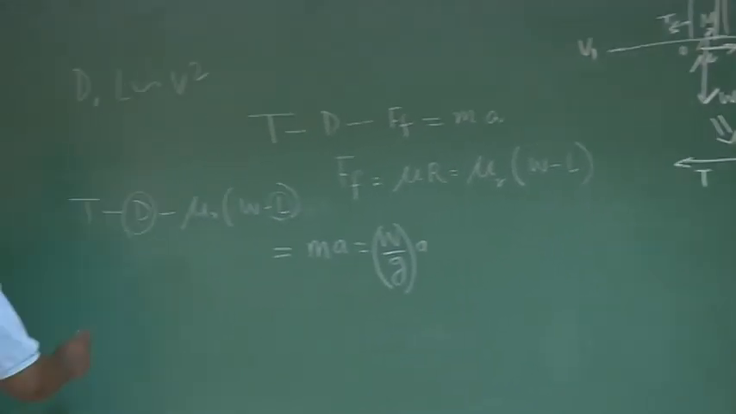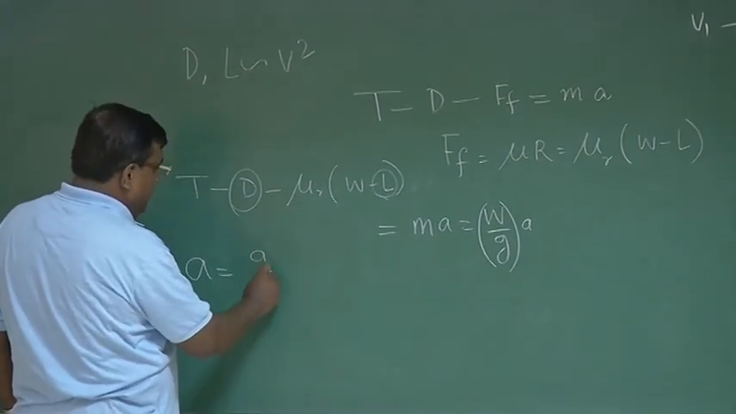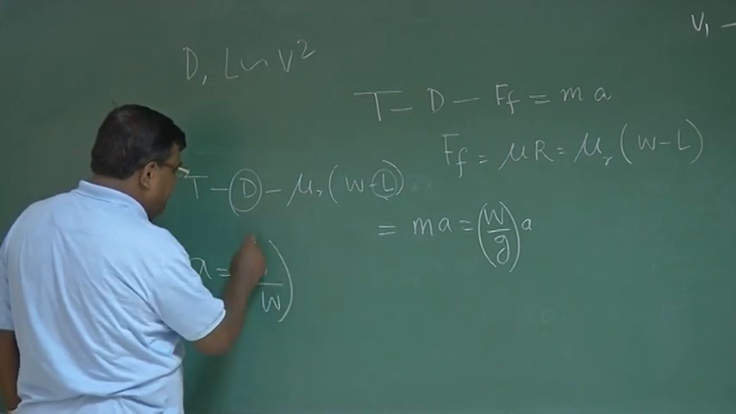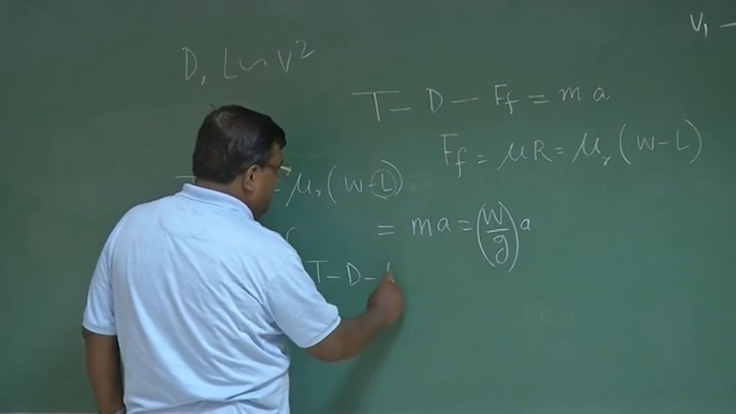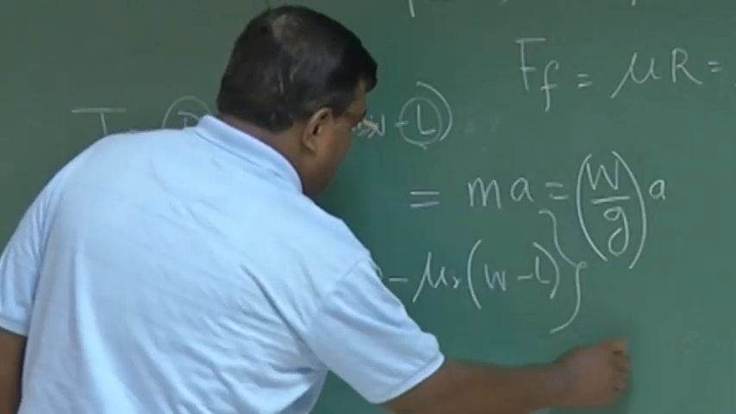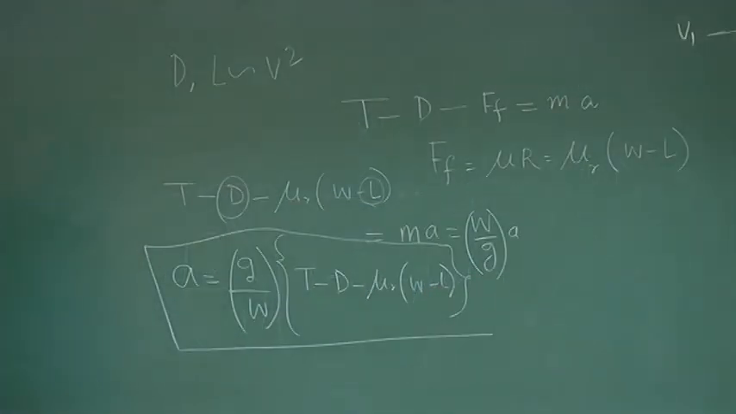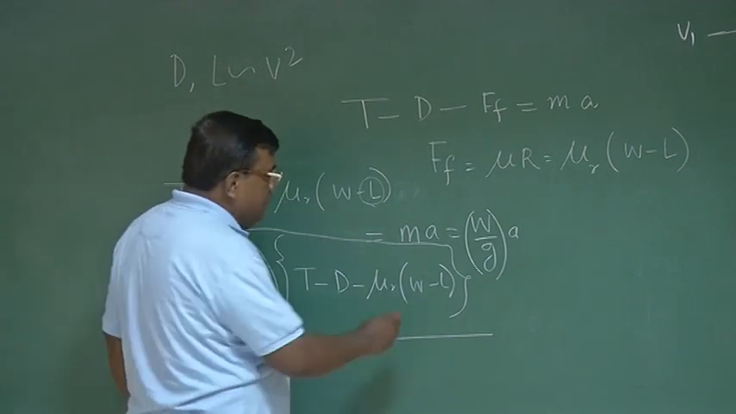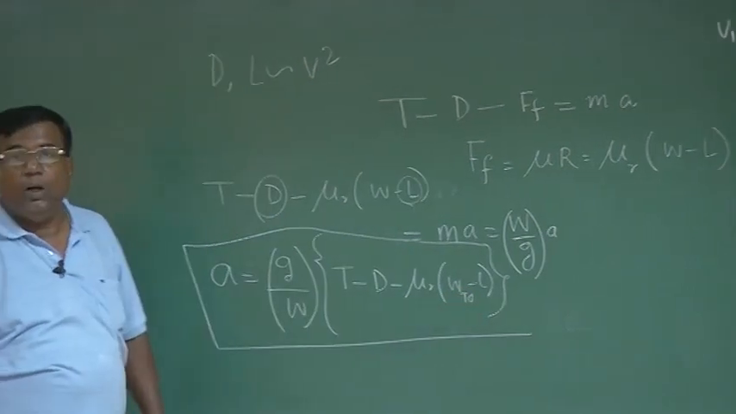Now the acceleration, if you see, if I write acceleration, it will be G by W into T minus D minus mu into W minus L. That's all. Okay? What is this W here? This W is nothing but W takeoff, because we are on the ground.